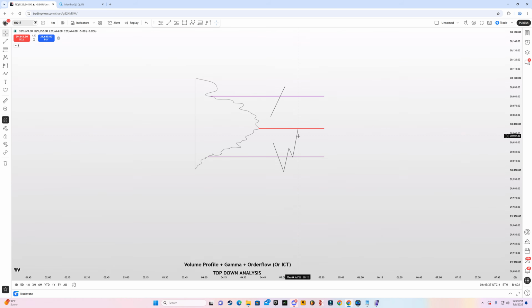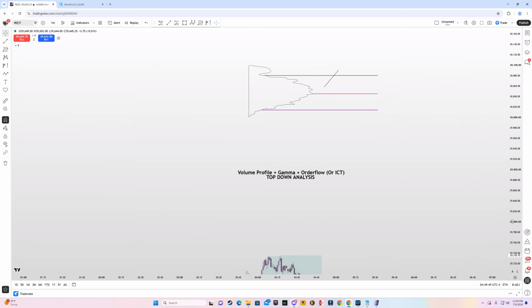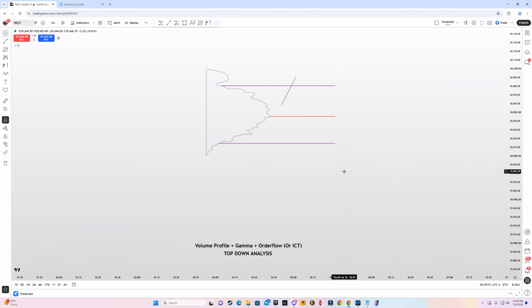Or what price can do essentially is break out of the value area low, and then it will just continue pushing down. So with the gamma exposure, the gamma regime and gamma levels, we will be able to identify if we're going to get failed auction setups or we're not going to get them, right?